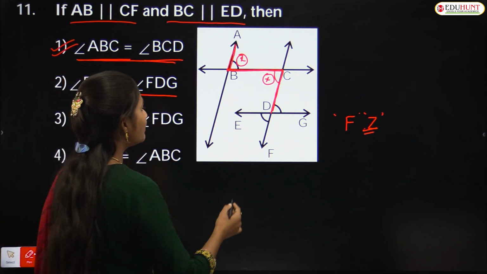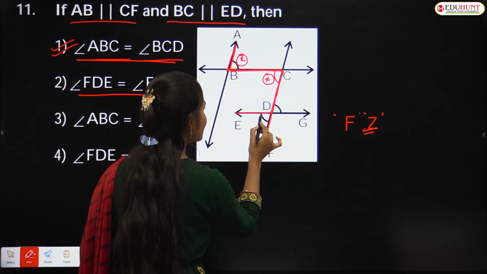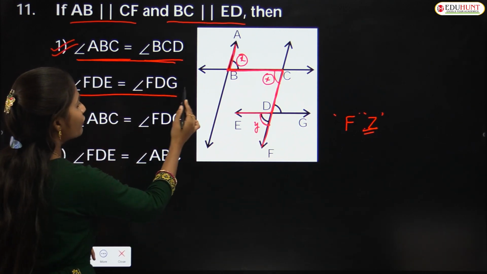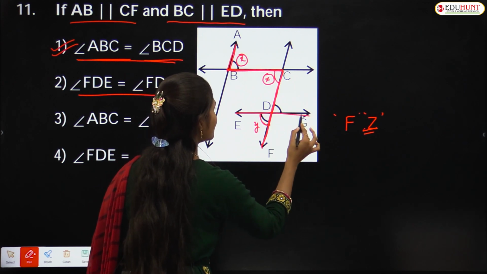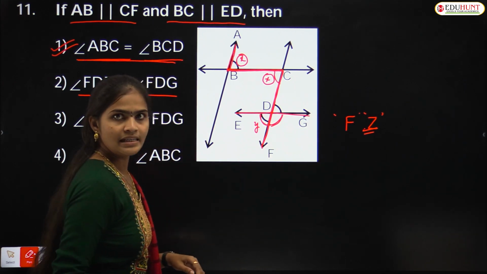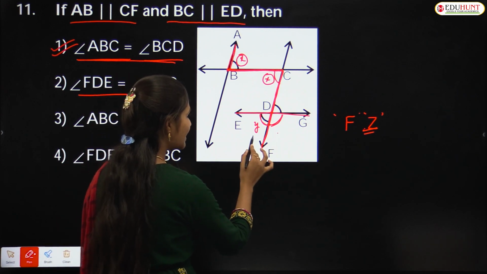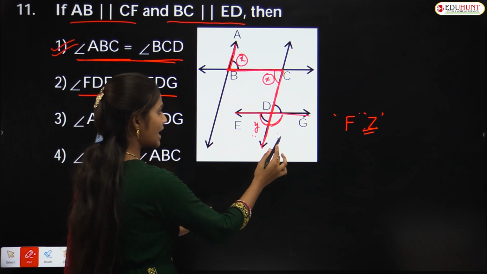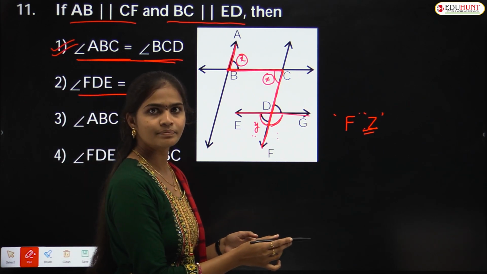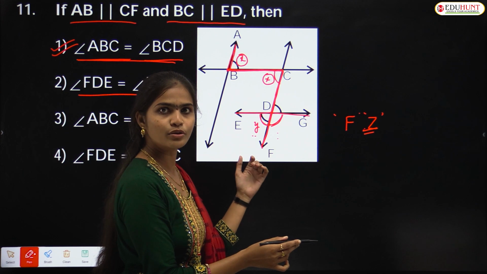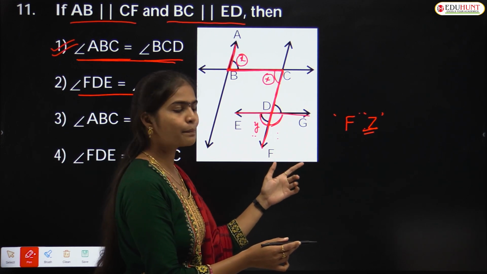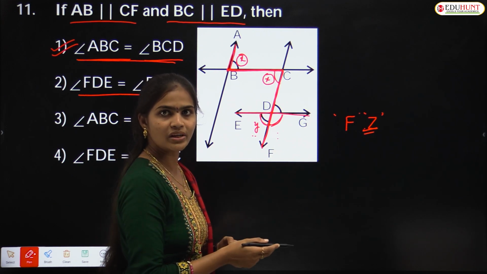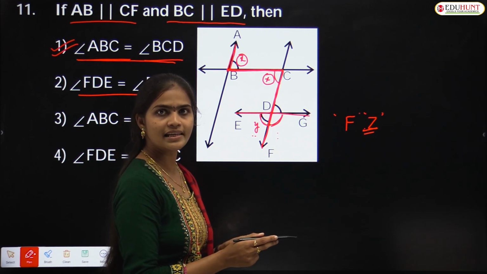Angle FDE. Take this one as some Y, and here FDZ. So FDZ means this one only, no? Just observe what is the relation between these two angles. These two are adjacent angles, right? These two adjacent angles form a linear pair. So those two form a linear pair, which means those two angles should not be equal here.